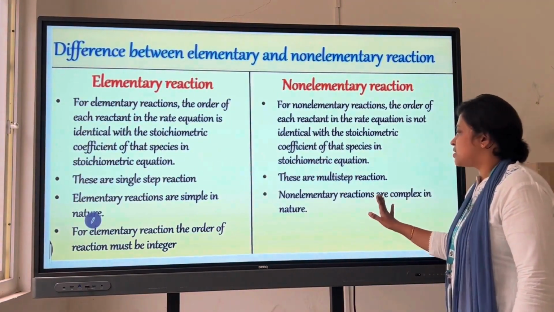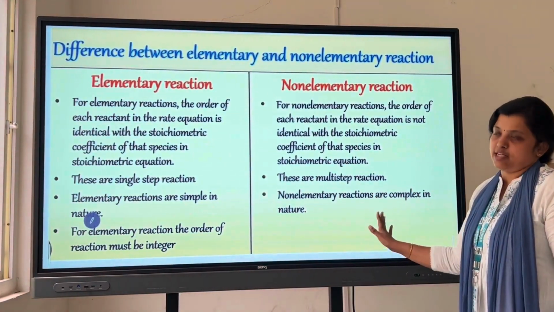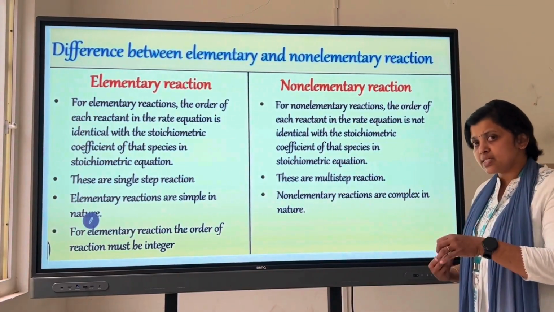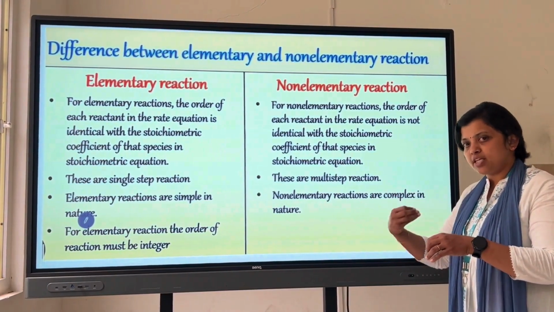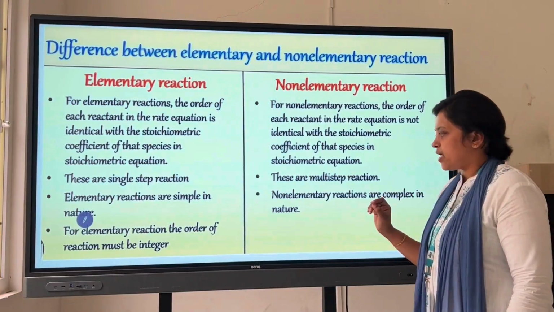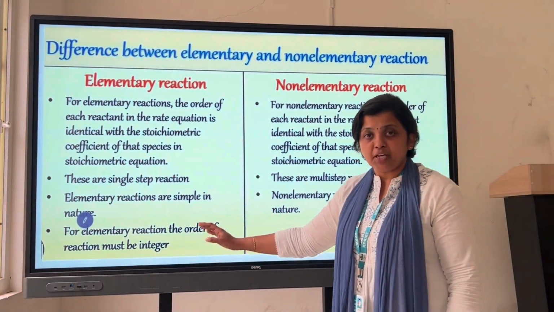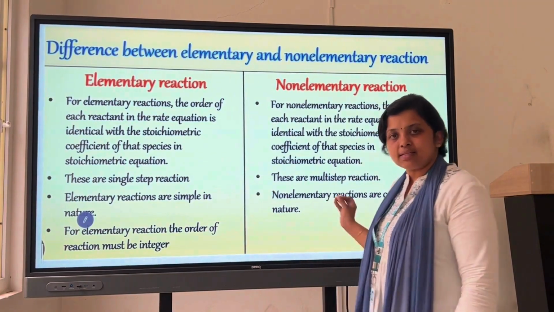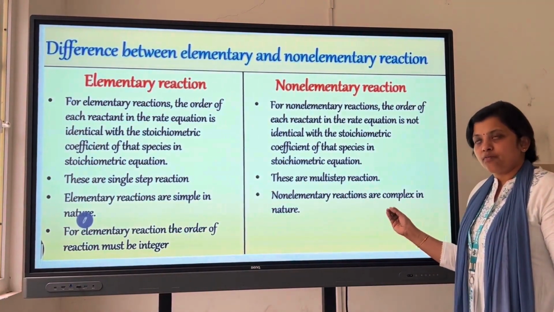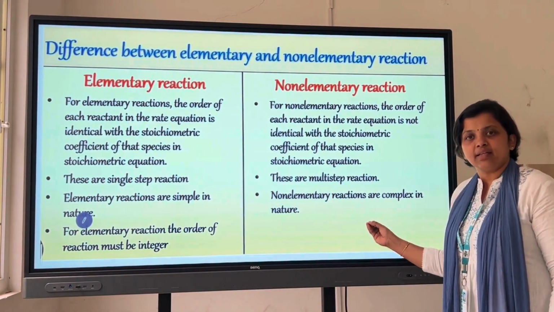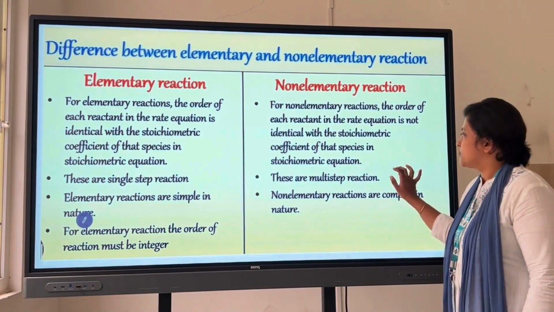Non-elementary reactions are complex in nature because they are not single-step reactions; two or three more steps are there. So these are complex reactions. For elementary reactions we can mention the order as a single integer, but for non-elementary reactions we can't get a single integer; we'll also get decimal points.